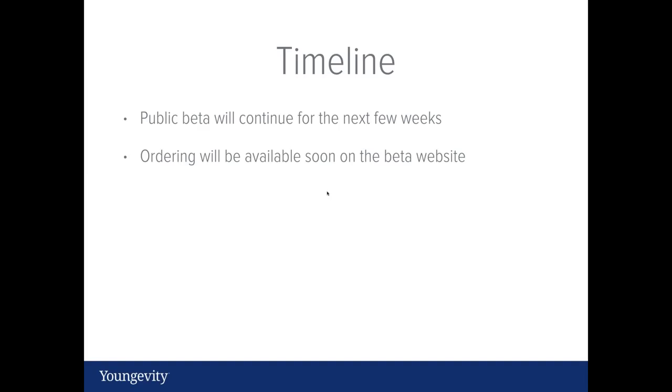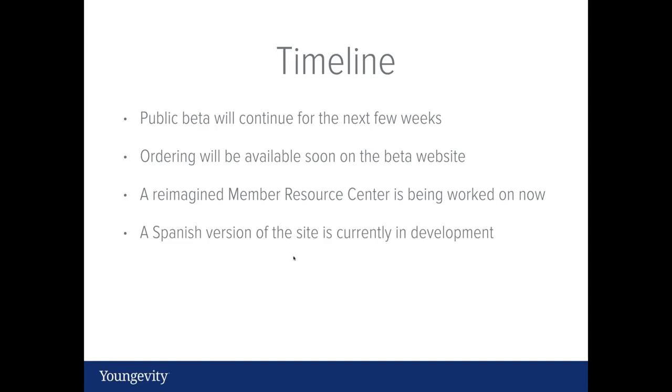Ordering will be available soon on the beta website. We're hoping that it'll be ordering in the next couple days. We'll let you know as we're testing ordering. If we run into any issues, it might take a couple more days, but it's something we're working on right now. We'll make it available as soon as it's ready to go. The Member Resource Center is being worked on currently and will be available in the coming weeks.